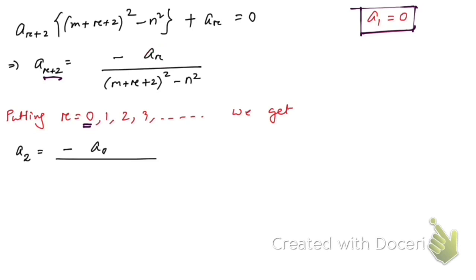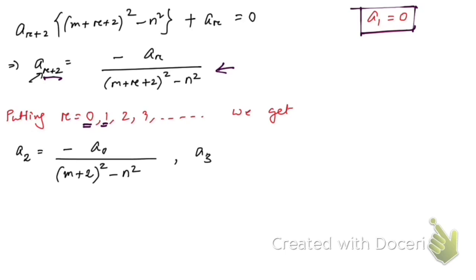Okay, divided by (m+0+2)² − n², which means (m+2)² − n². That's what we have got, right? Now you see, if you put r equal to 1 in the above equation, then we are going to have a_(r+2), that means a3.